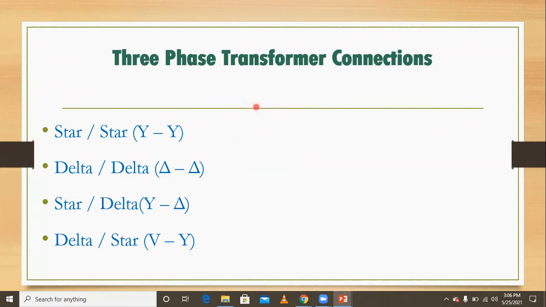In a delta connected system, phase voltage is equal to line voltage, but phase current is equal to line current by root 3. I phase is equal to IL by root 3 in a delta connected system. So there are star, delta, star-delta and delta-star, and the windings are connected like this.